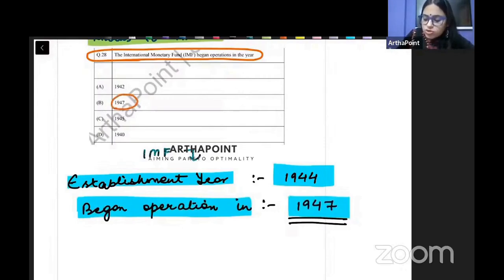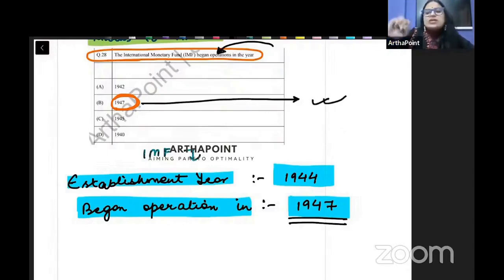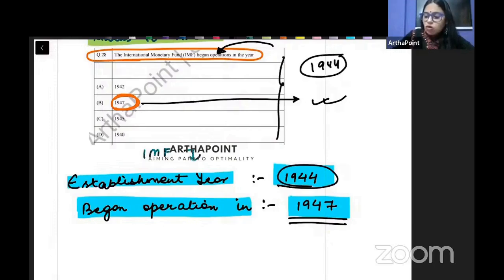1947 is one of the options. 1947 is given in the options. So if you are asking when its operation was started, it was 1947. तो उस हिसाब से तो ये correct है. But if you are asking when it was established, in 1944, which is not in the option. वो option में नहीं है. So if operation is asked, तो actually B is the right answer. कोई गलत नहीं है उसमें. B is the correct answer.